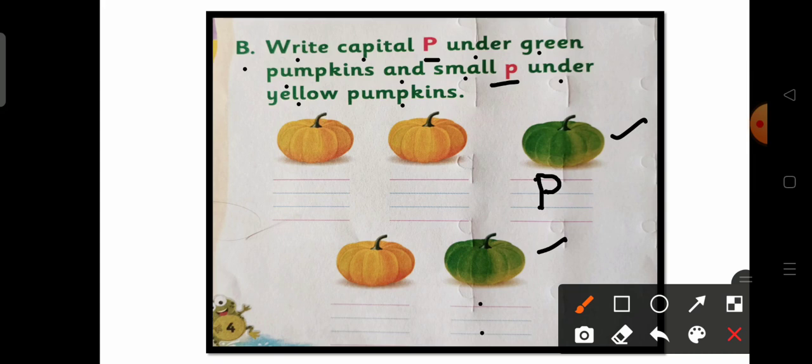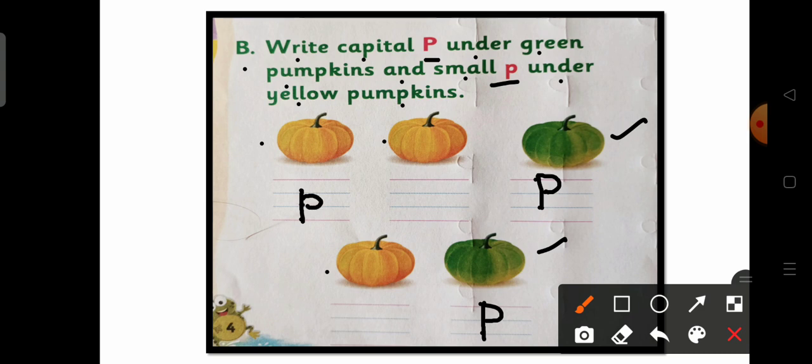From the red line till the second blue line, capital letter P. And we are going to write small letter P under yellow pumpkins. These are yellow pumpkins. So we are going to write small letter P from this second blue line till this red line. Let's start. Standing line and a curve in between.